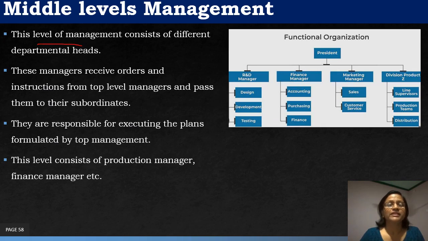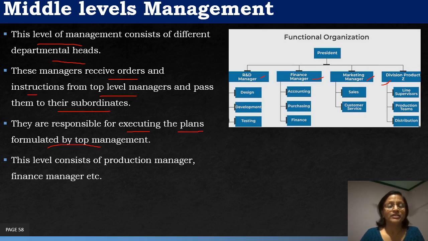This level of management consists of different department heads. For example, in research and development, the R&D manager, finance manager, marketing manager, and division product X Z manager, or the production department manager. These managers receive orders and instructions from top level management and pass them down to their subordinates. They are also responsible for executing the plans. Executing the plans means bringing into action what was formulated by the top level management.